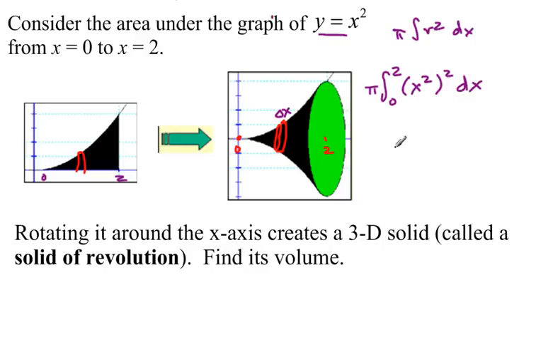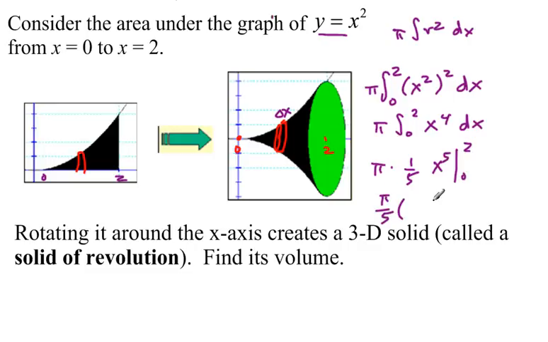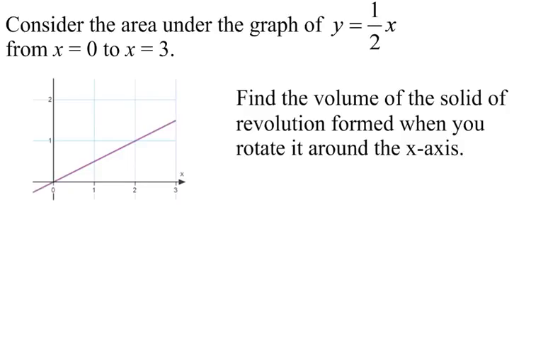This is pretty simple to do by hand, so let's just finish this out by hand. First I'm going to want to square this, so x to the 4th dx, and pi times the antiderivative is 1/5 x to the 5th from 0 to 2, and I've got pi over 5, 2 to the 5th is 32, 0 to the 5th is 0, and there's my answer, 32 pi over 5. All right, let's try another one.